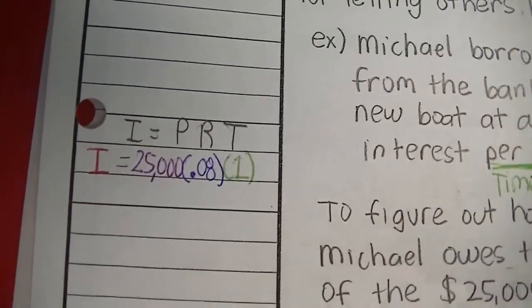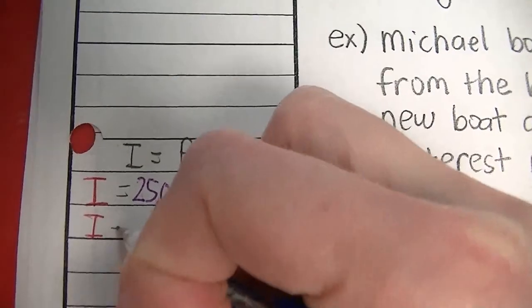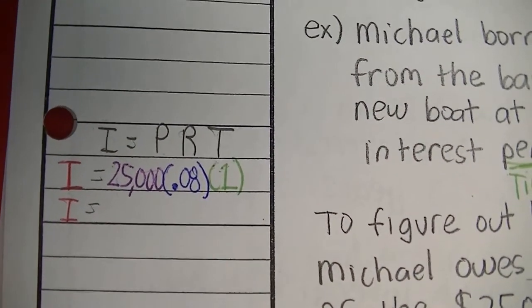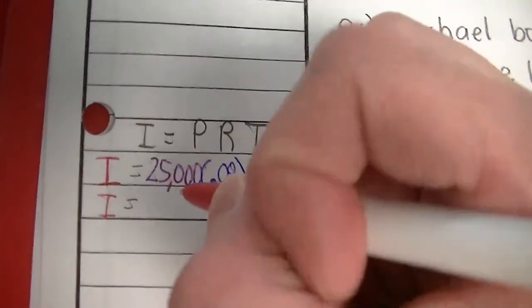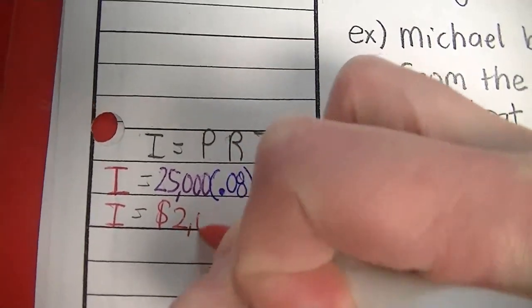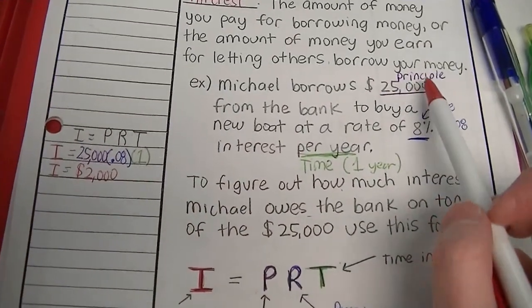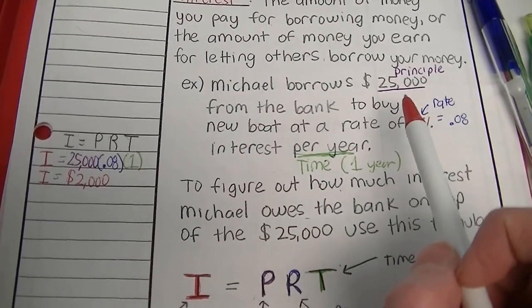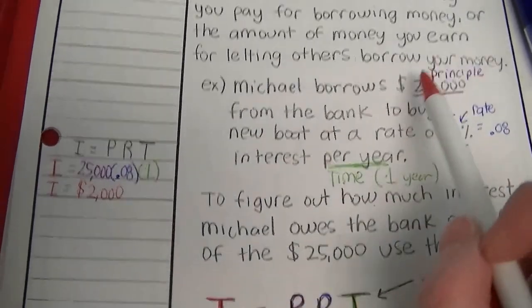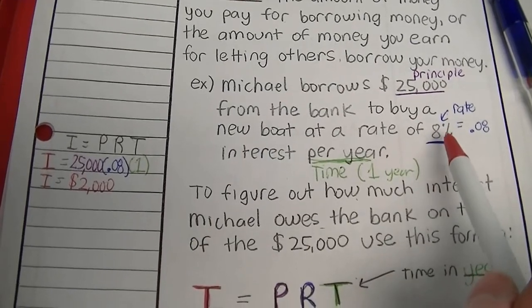Now all you have to do is, if you could do that in your head, do it in your head. Otherwise, grab a calculator and go 25,000 times 0.08 times 1. You should end up with your answer of $2,000. So if Michael was able to pay the bank back the $25,000 in 1 year, he wouldn't just give them $25,000. He would give them $27,000, because remember, that bank charged him interest for letting him borrow the money.